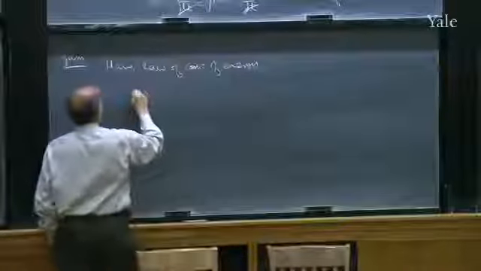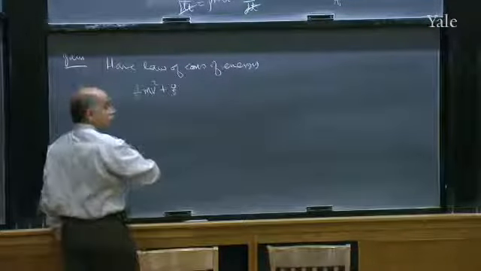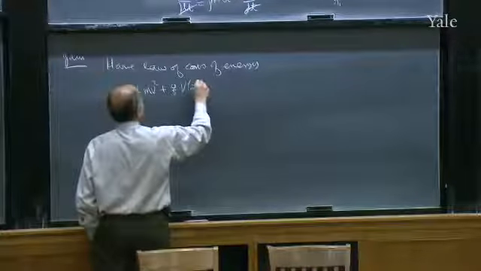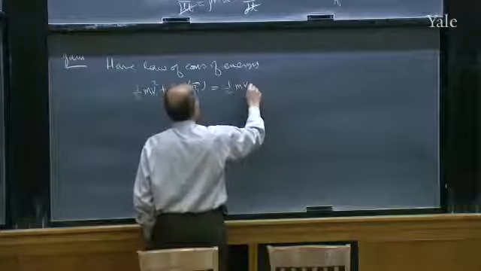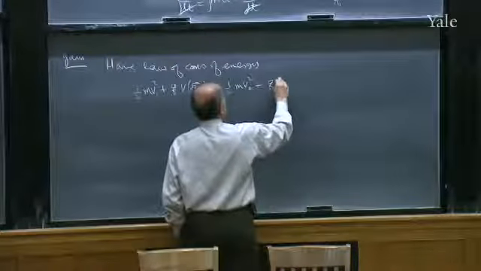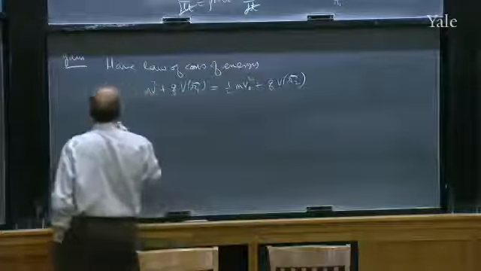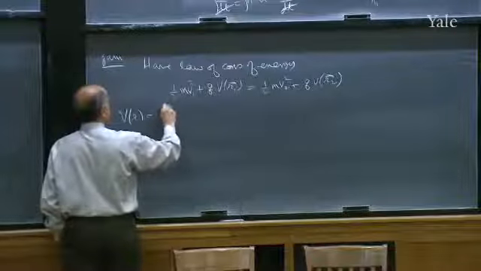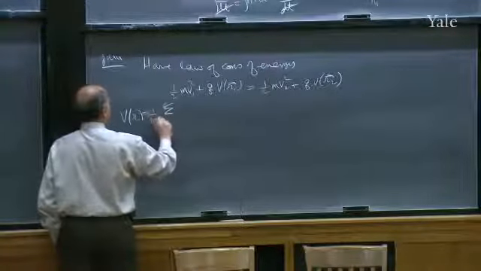Energy conservation says: 1/2 mv squared plus q times V at the point R1 is equal to 1/2 mv2 squared plus q times V at the point R2, where q is the charge of the body you're interested in. And what is V at any point R? It is the sum, with 1 over 4 pi epsilon 0.